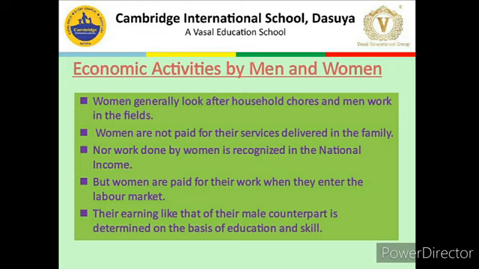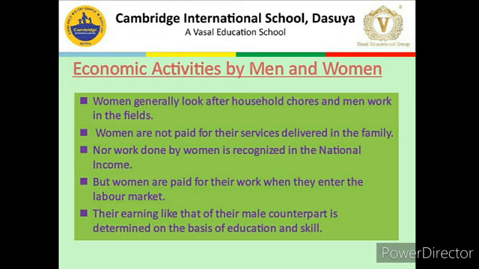Sakal's mother Sheila used to cook food, clean utensils, wash clothes, clean the house and look after their children. While if we talk about his father Bhuta, he cultivated the field, sold the produce in the market and earned money for the family. Sheila, his mother, was not paid for the services delivered for the upbringing of the family. Bhuta earned money which he spent on rearing his family. Women are not paid for their services delivered in the family. The household work done by women is also not recognized in the calculation of national income.